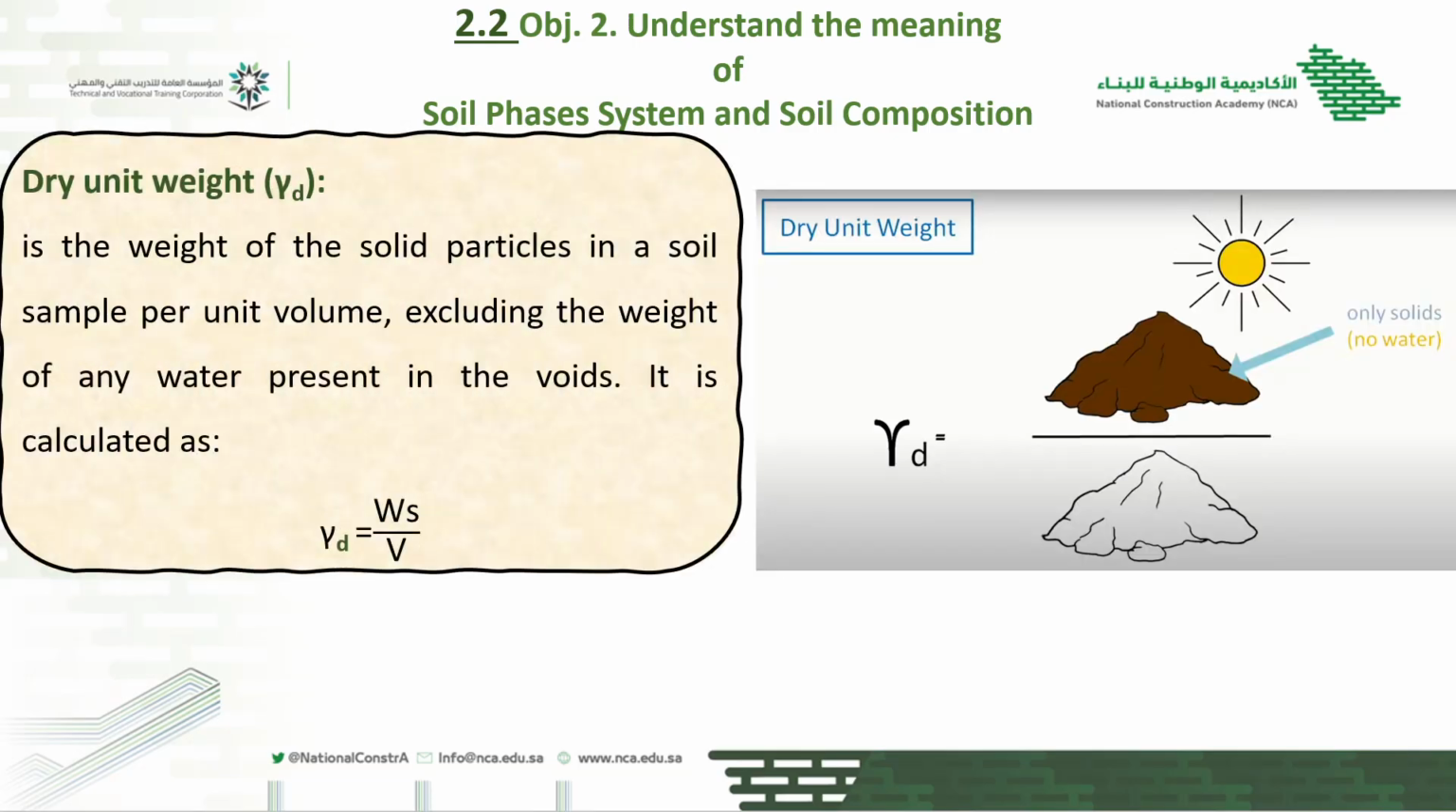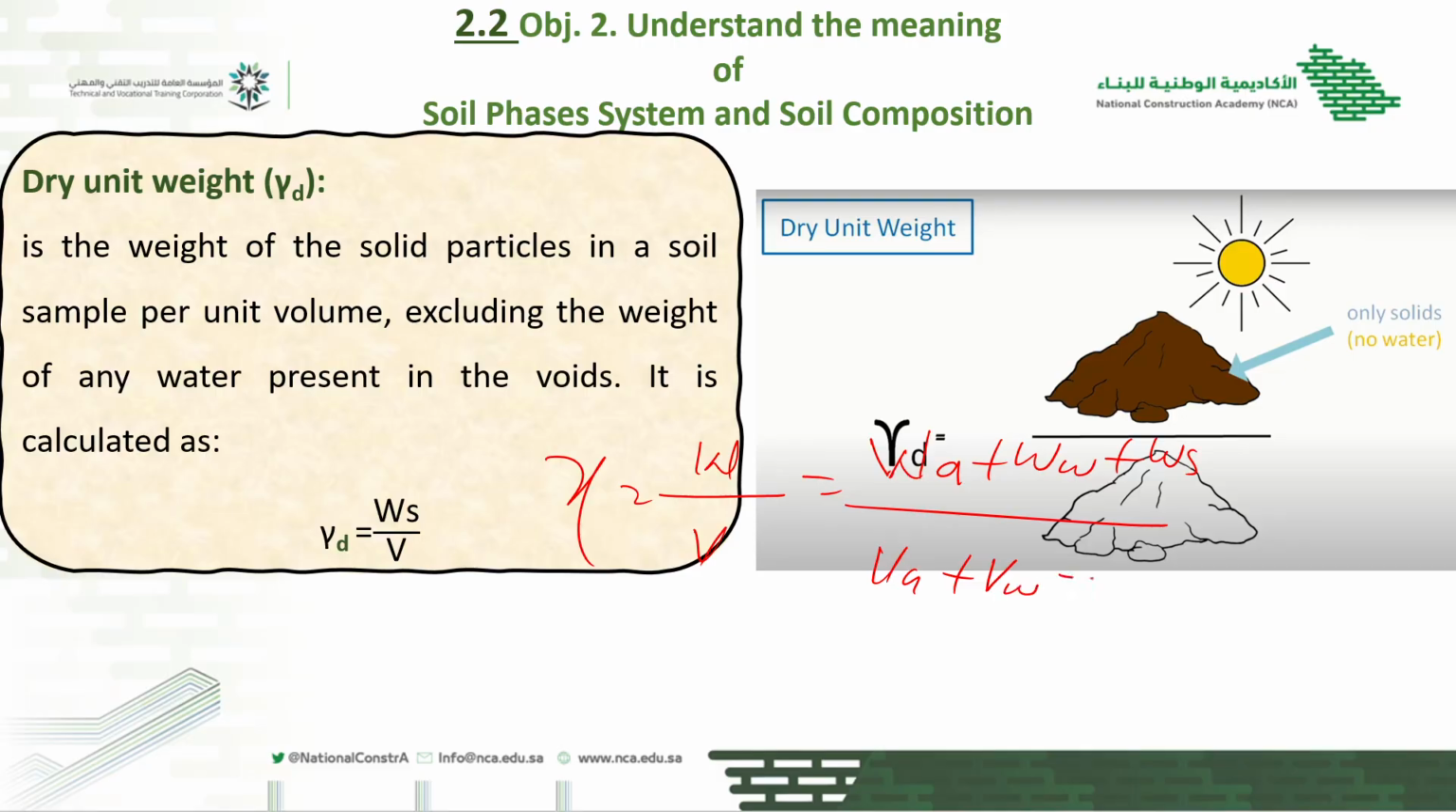The third one is dry unit weight. It is very clear from its name. The formula is the same, W divided by V. So here what is the weight? Weight of air plus weight of water plus weight of solid, divided by volume of air plus volume of water plus volume of solid. As we already know, air has no weight, so it is zero.